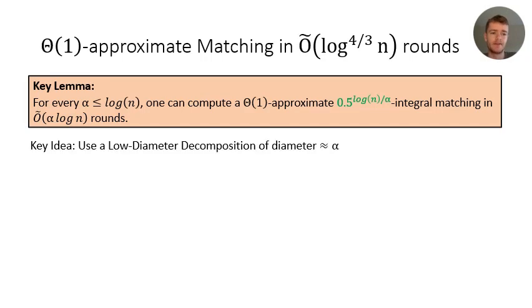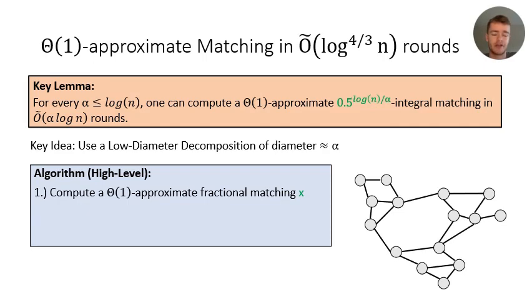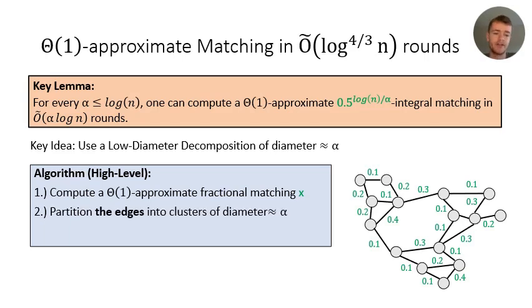So the main idea to prove this lemma is that we're going to use a low diameter decomposition of diameter roughly alpha. So before the diameter was log n, now we're going to reduce the diameter to alpha. Now I'm going to say what the algorithm is on a very high level. So first we compute a constant approximate fractional matching x. As a second step, we now compute a partition of the edges such that each cluster has diameter roughly alpha. Before we have seen that we partition vertices, now we partition edges, but it's very related. It's not important. It's just more natural.